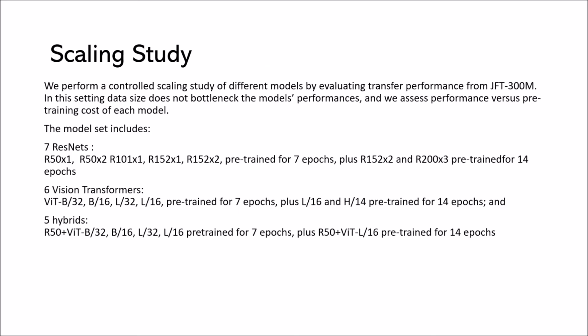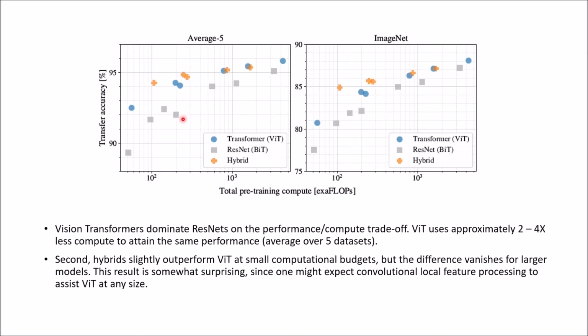Next, the authors do a scaling study. They perform a controlled scaling study of different models by evaluating transfer performance from JFT 300M. In this setting, the data size does not bottleneck the model's performance, and we assess performance versus the pre-training cost of each model. We have a lot of models here. We have 7 ResNets with the following configuration, 6 Vision Transformers with this configuration, and 5 hybrid variants of the ViT with this configuration. So we have this graph. This is the training cost, and this is the transfer accuracy.